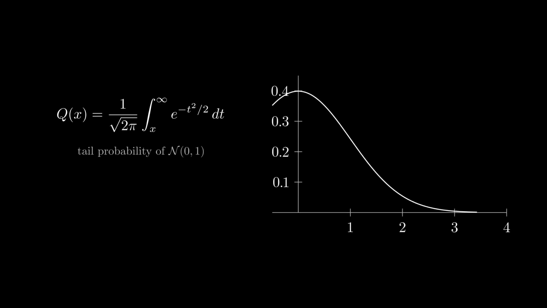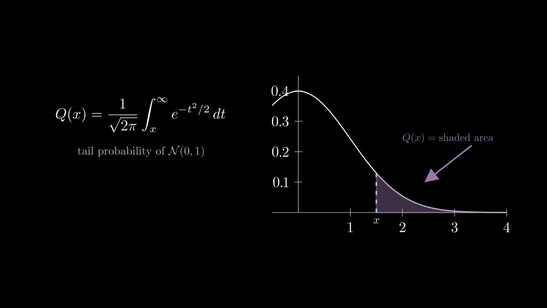The Q function is the tail probability of the standard normal distribution. Q of x equals 1 over root 2 pi times the integral from x to infinity of e to the minus t squared over 2 dt. It gives the probability that a standard Gaussian random variable exceeds the threshold x.